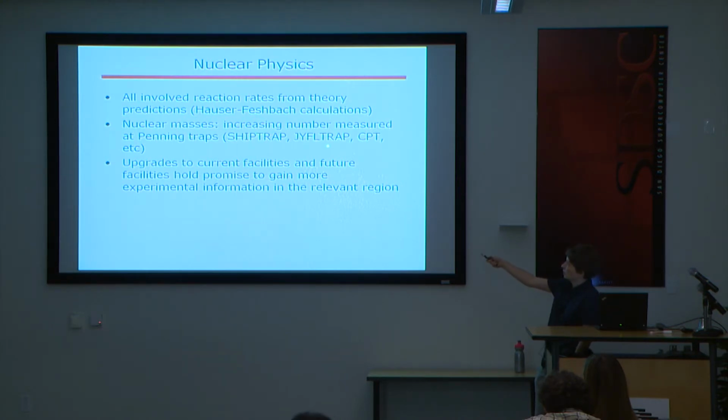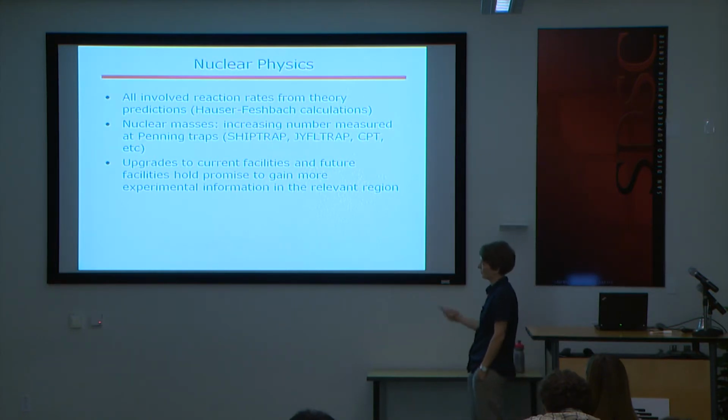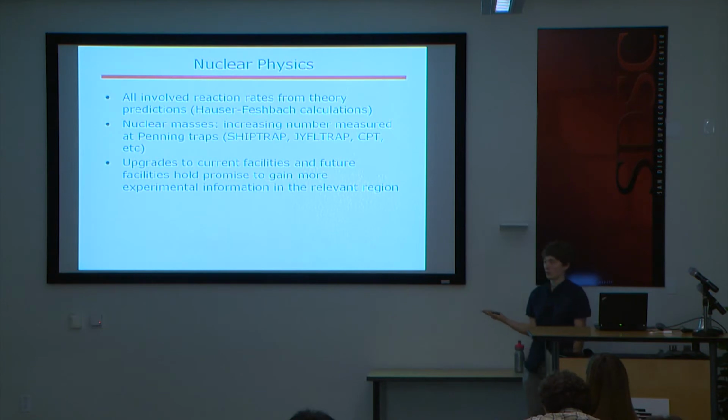This is in Germany, ship traps in Germany, UFO traps in Finland, CPTs at Argonne. So you can measure the mass of these unstable isotopes, which will then improve your theory predictions for the reaction rates that go then into the nucleosynthesis calculations. And probably all of you are aware that we're building the FRIB facility with one of the goals being that we can access even more nuclei that we could not access experimentally before to get more information that can go into these theory predictions for the reaction rates.